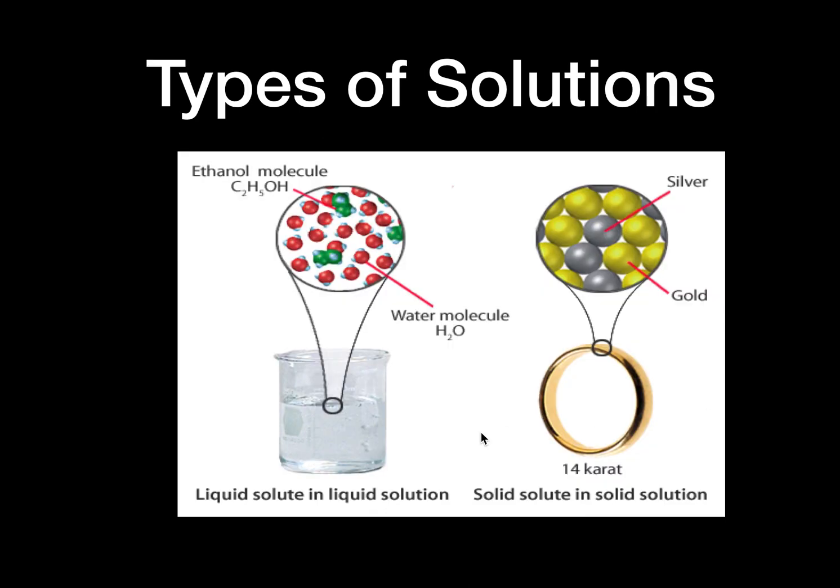So this slide just shows us a couple, or two types of solutions. One, liquid solute in liquid solution. So we have ethanol mixed with water. In this one, we have a solid solute in a solid solution. We have a mixture of silver and gold.